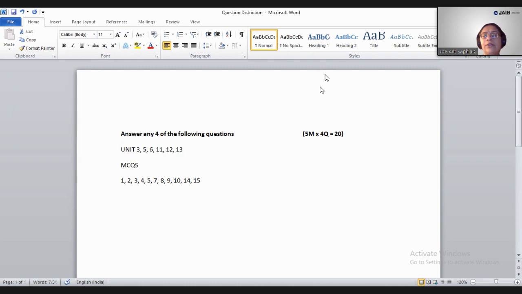Extend and generalization. So you have to explain what the relationship is, and if you explain it with a diagram, you will get 5 marks.